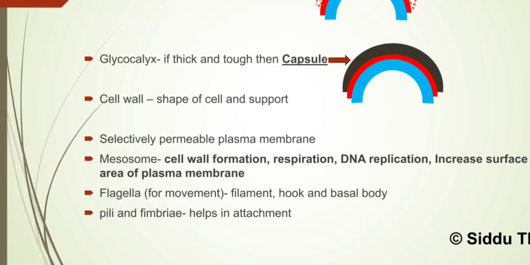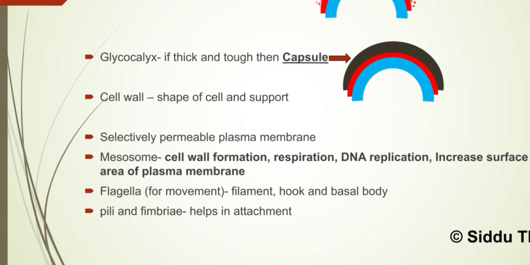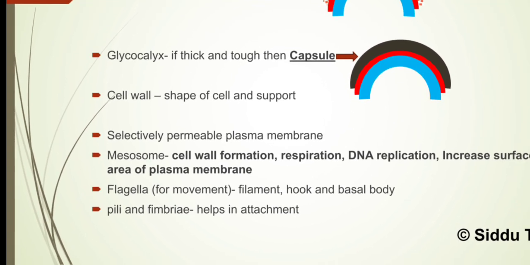Mesosomes are the infoldings of plasma membrane which help in cell wall formation, respiration, and DNA replication, and these increase the surface area of plasma membrane. Mesosomes perform the function of mitochondria in the bacterial cells. Some motile bacteria have a specialized structure called flagella. Motile means the organism which can move from one place to another place. Apart from flagella, pili and fimbriae are present. These are small hair-like structures which help in attachment to the surface or host.